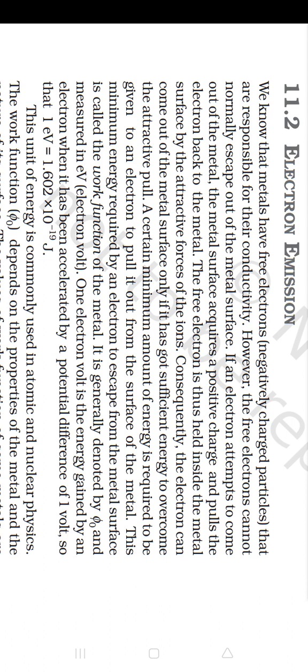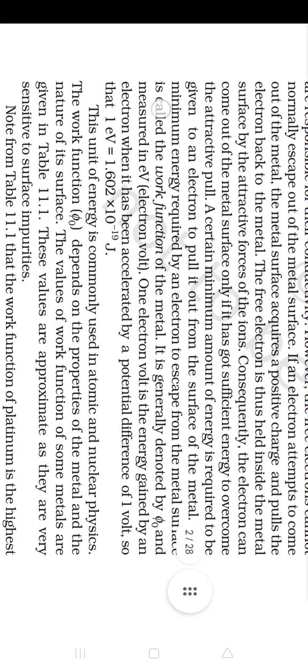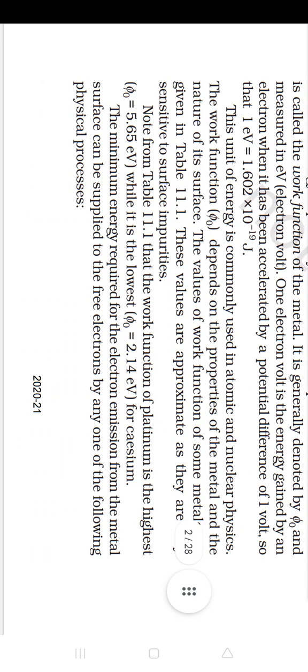One electron volt is the energy gained by an electron when it has been accelerated by a potential difference of 1 volt, so that 1 electron volt is equal to 1.602 × 10^-19 joule. This unit of energy is commonly used in atomic and nuclear physics. The work function depends on the properties of the metal and the nature of its surface. The values of work function of some metals are given in Table 11.1. These values are approximate as they are very sensitive to surface impurities.